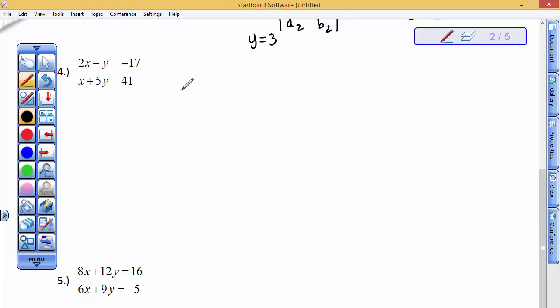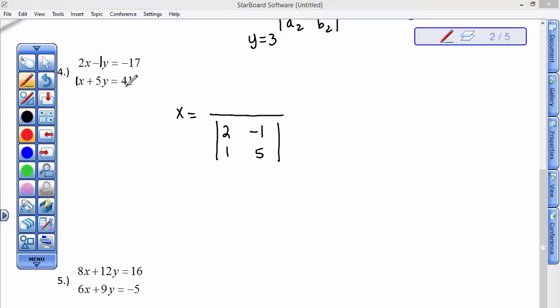So to solve for x, also one more thing, just in case. It has to be in standard position. You have to have the constants on one side, and you have to have the x's lined up and the y's lined up on the other side. To solve this problem for x, in my denominator, I put this 2 in this 1. I put this negative 1 in this 5. In the numerator, I put the negative 17 and the 41. I bring up the negative 1 and the 5.